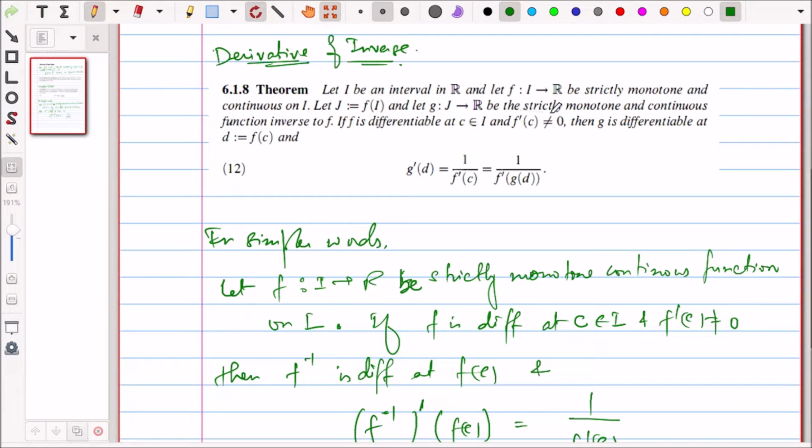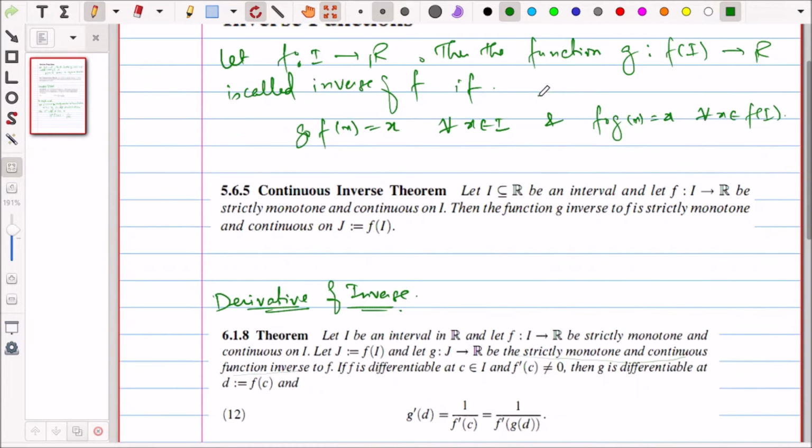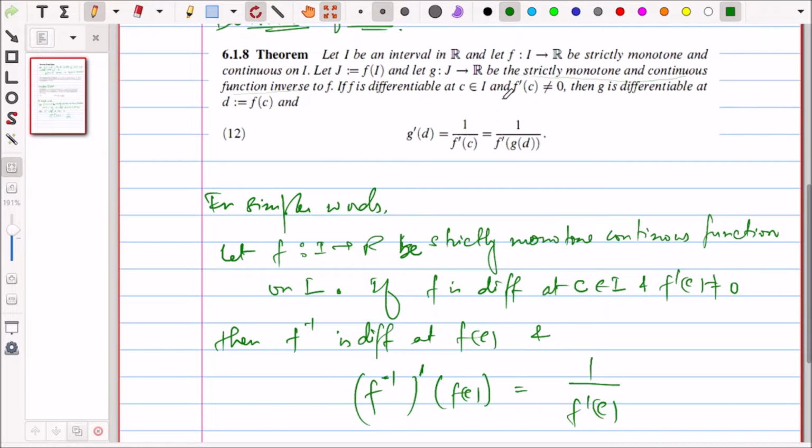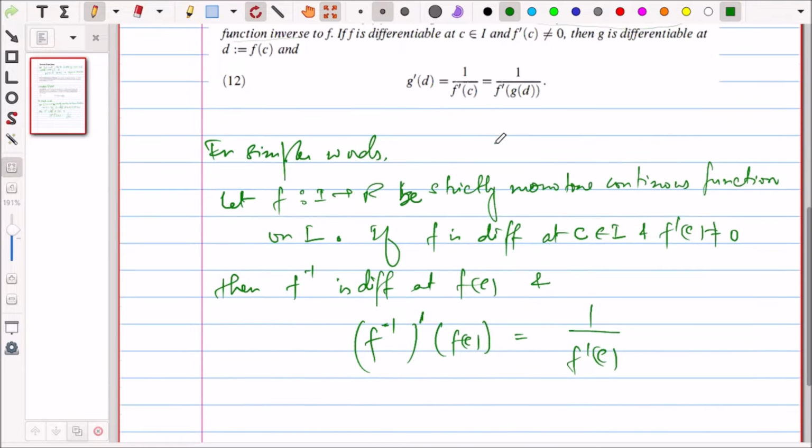Because this result follows directly by the continuous inverse theorem. So we do not need to take g in this way, because g is this function. The continuous inverse theorem gives that the function g is strictly monotone and continuous on J. So the second condition comes by default from the first condition; we do not need it. Now if f is differentiable at c belonging to I and f dash c is non-zero, then g is differentiable at f(c) and it is given by this. Fine.